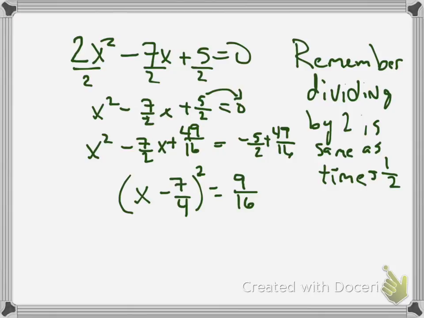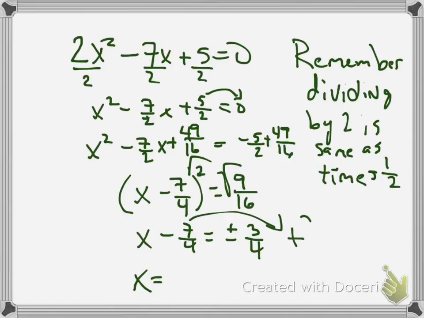Now take the square root, so then you would type into the calculator square root of 9/16, and it would tell you 3/4. So you would have to put plus minus 3/4. Then you can move the 7/4 over to the other side, and you can say 3/4 plus 7/4, press enter, and then negative 3/4 plus 7/4, press enter, and it would give you 5 halves and 1.